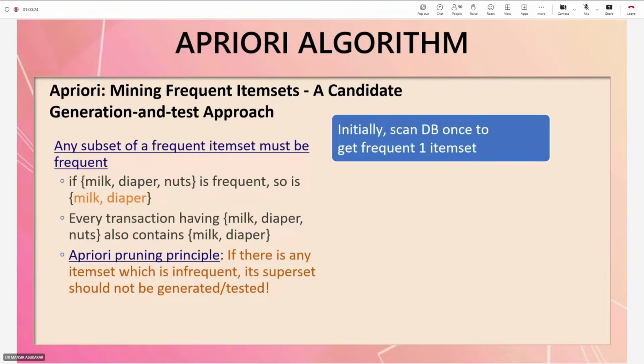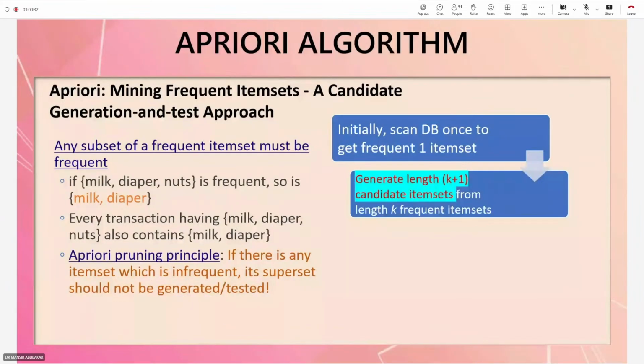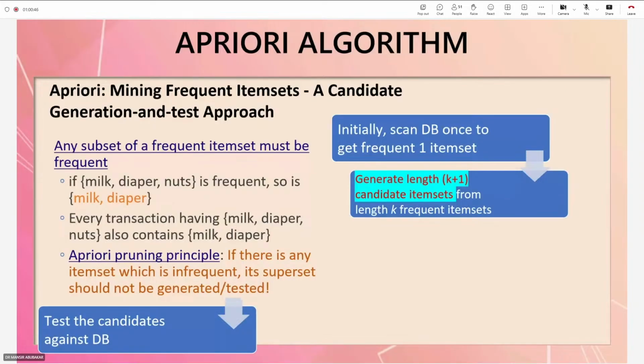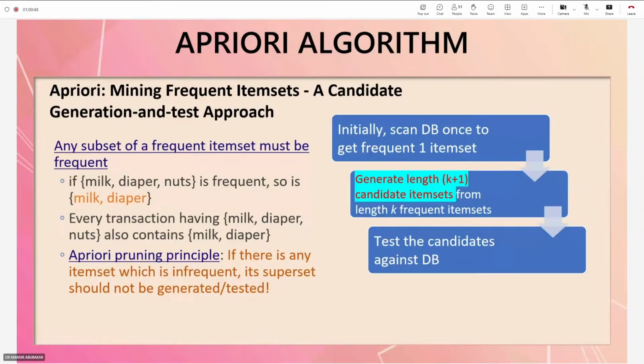Initially, scan the database once to get the frequent one item sets. Like in the case of our example, you have one item sets A, B, C, D. Then generate length K plus 1, where we have the candidate item sets. That is where we have another item set, like 2 item sets. Then test the candidate set against the database.